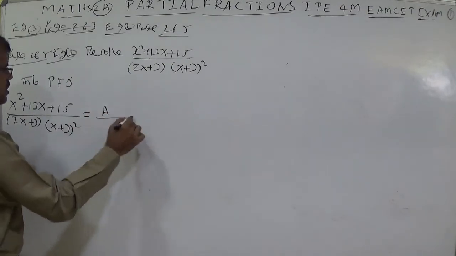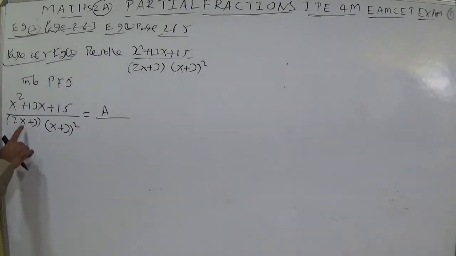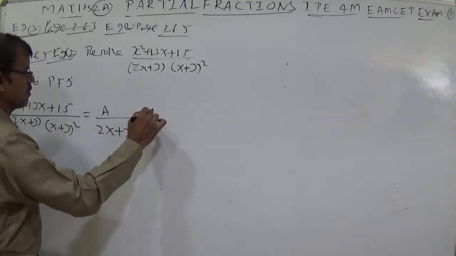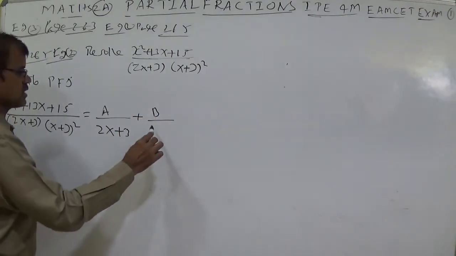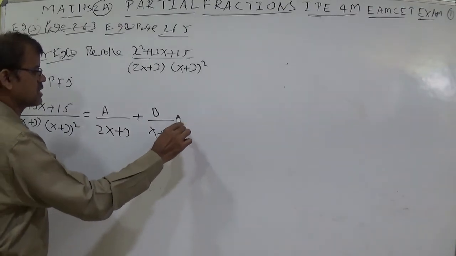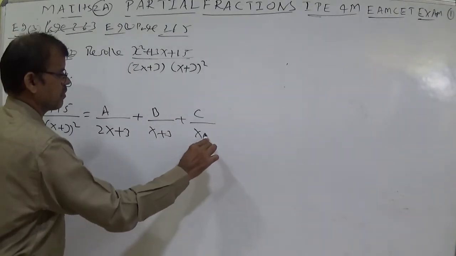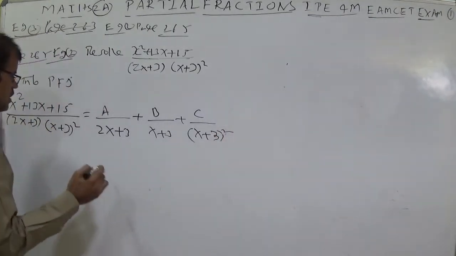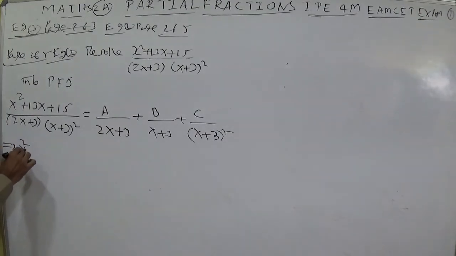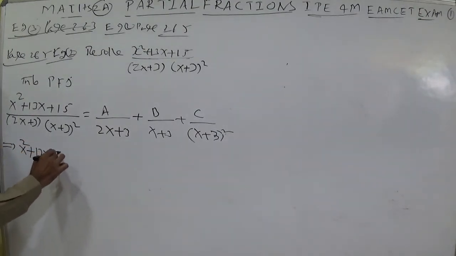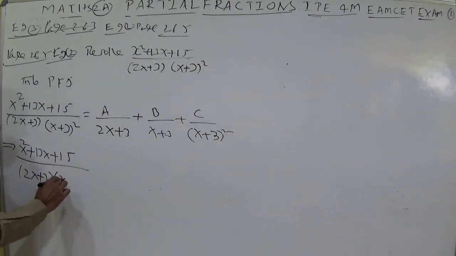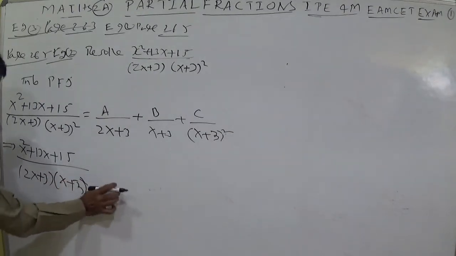First, try to understand that the degree of the denominator is 3 and the degree of the numerator is 2. It is a proper fraction. So you can write A/(2x + 3) + B/(x + 3) + C/(x + 3)². Whenever repeated factors are there, you write them separately like this. Then (x² + 13x + 15) / ((2x + 3)(x + 3)²) equals these fractions.